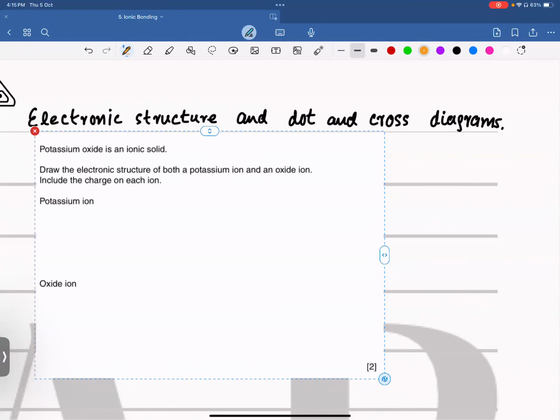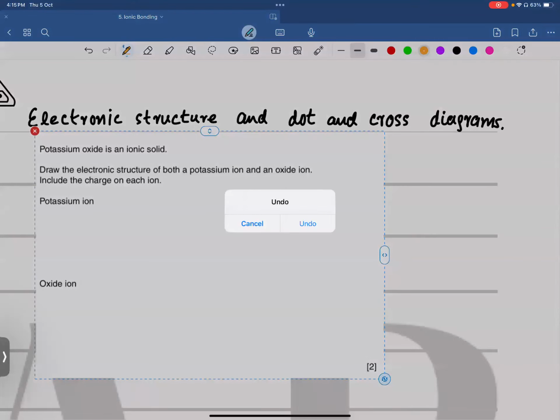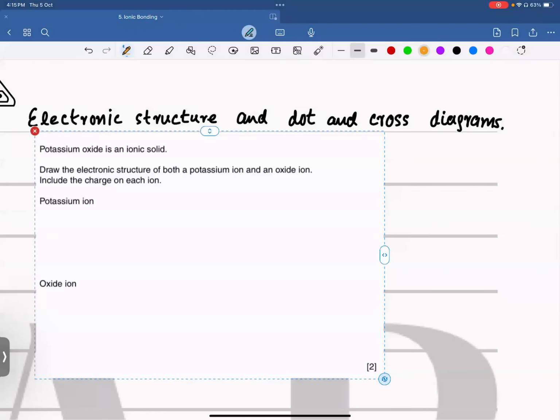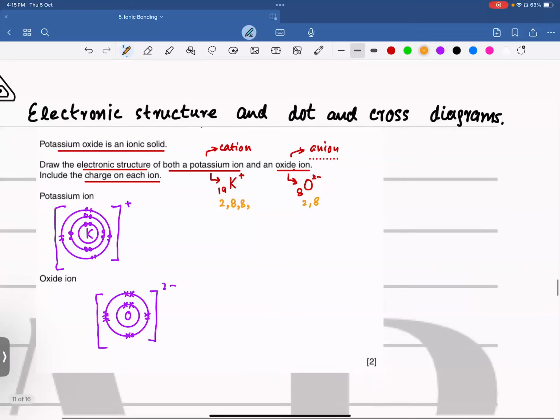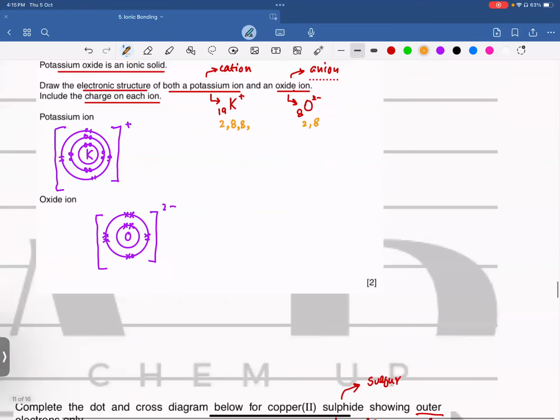Yes, Khatija, are you done for oxide ion? Yes, sir. Done. Okay. So see, it will be like this. Is it clear? Yes, yes. Khatija? Okay.